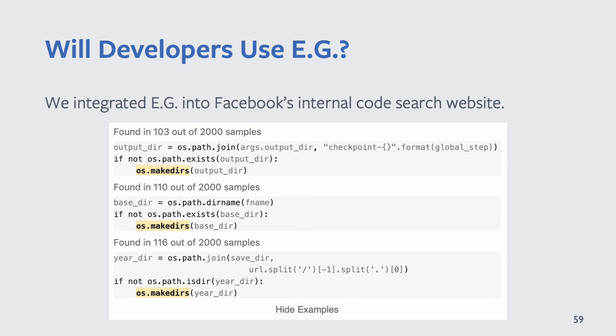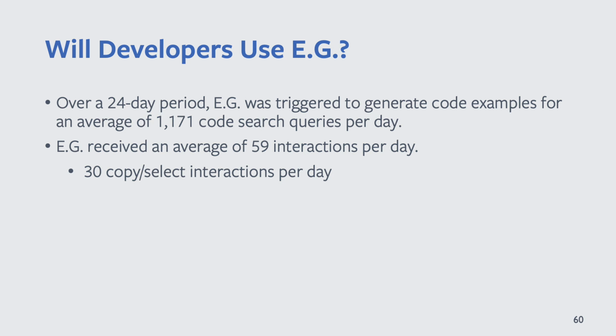EG's integration into the code search platform was frictionless. Developers began to use EG with no prior announcement or tutorial. To measure whether developers use EG, we log each time a user copies or selects code from an EG example, clicks the file link, or clicks the Show More Examples button. Note that copying and selecting are the only events we log with a clear signal that the user actually reused code in the example.